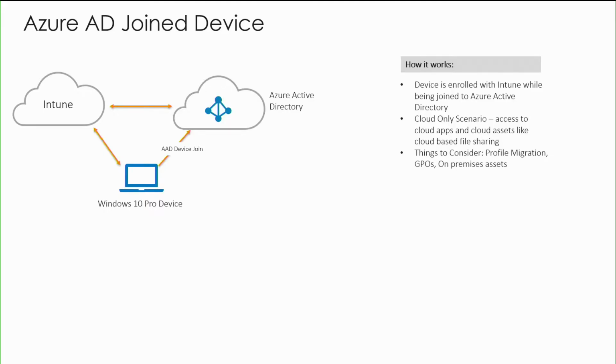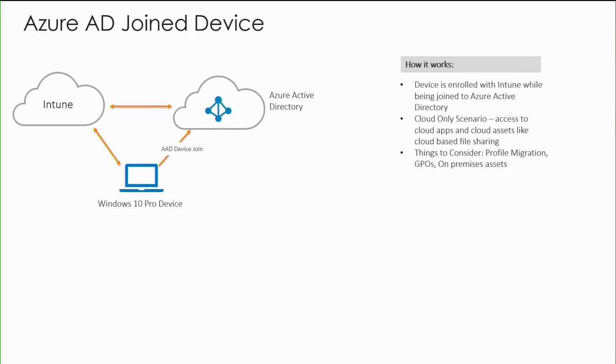Once your device is joined to Azure Active Directory and is being centrally managed by Microsoft 365 Business, this enables what we call a cloud-only scenario. So you can access SaaS applications and cloud-based assets for file sharing, like OneDrive for Business. One of the things to consider when you're moving to this configuration is that if you have a current profile being used, when you do the join to Azure Active Directory, it creates another profile, and it doesn't automatically migrate things from the previous profile.